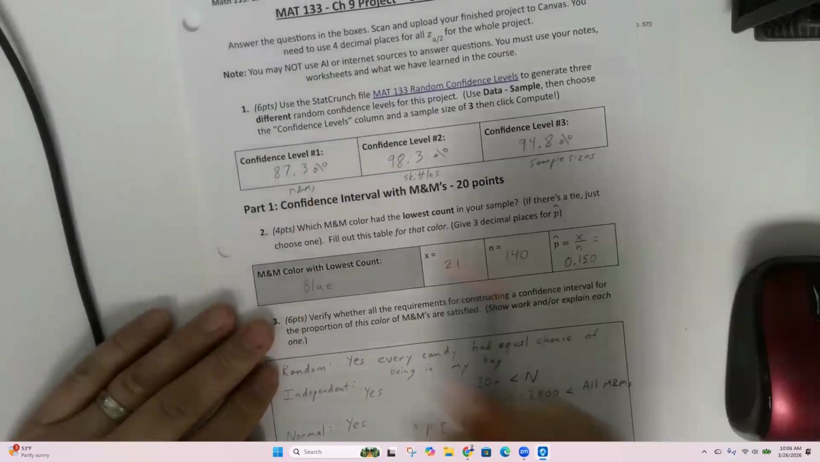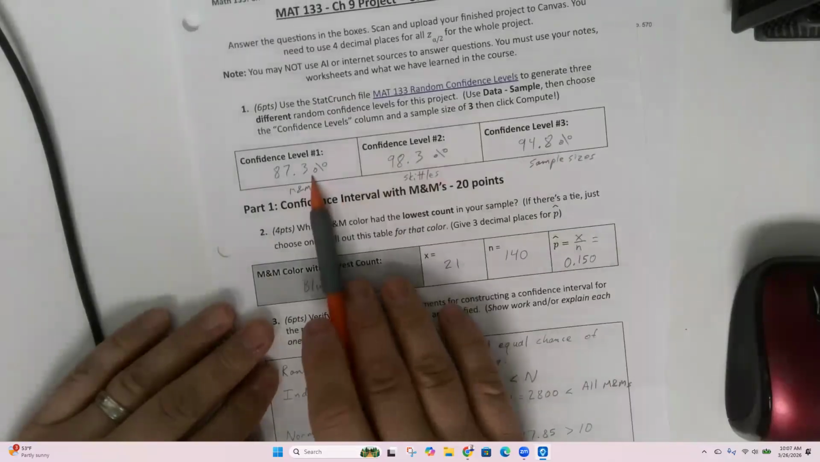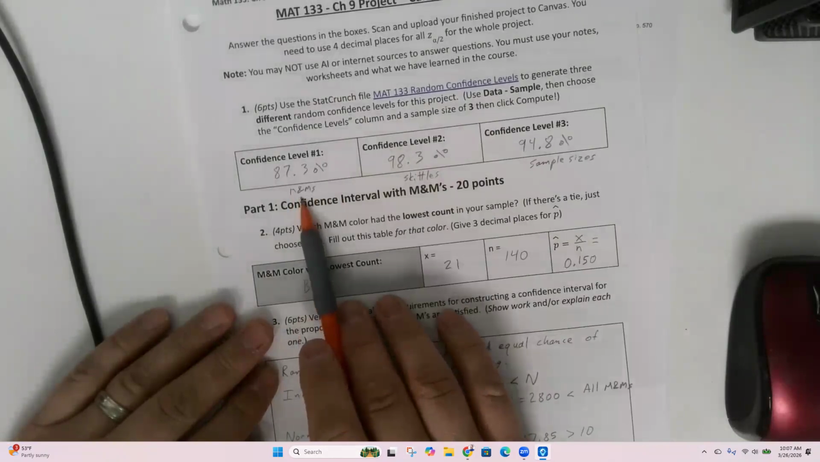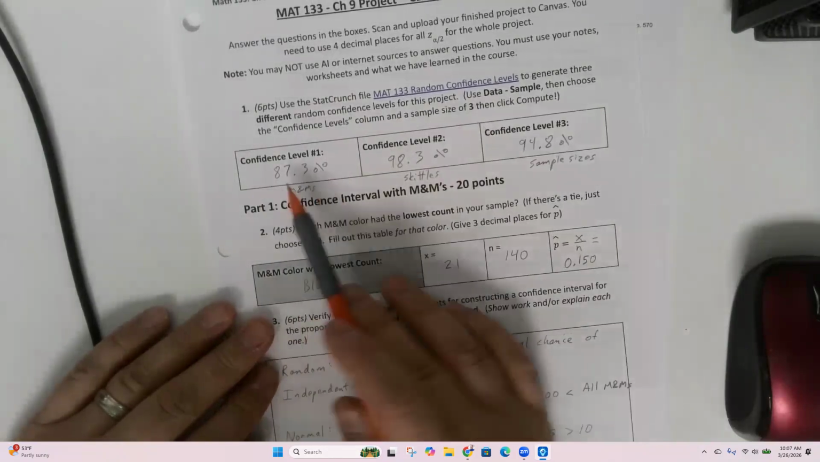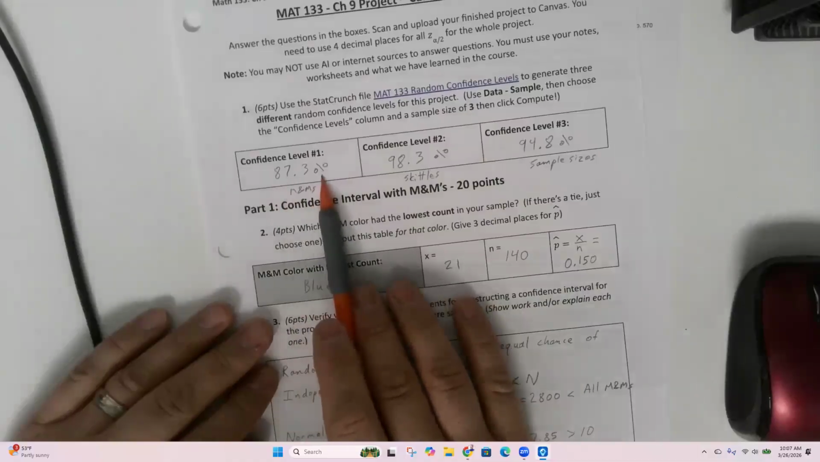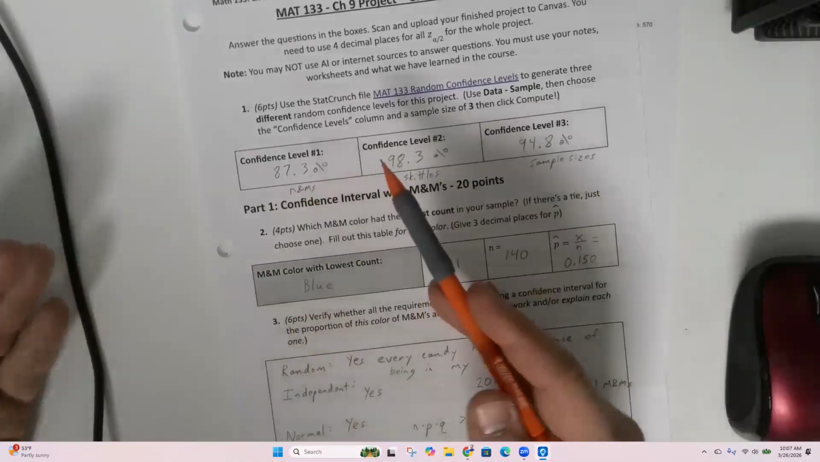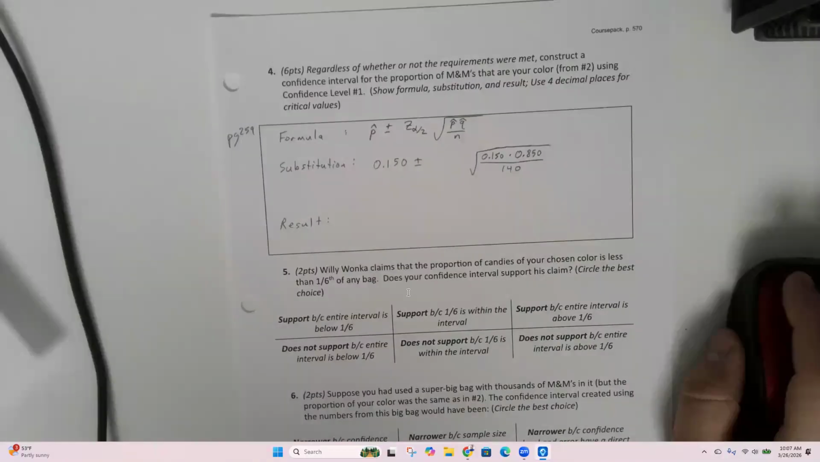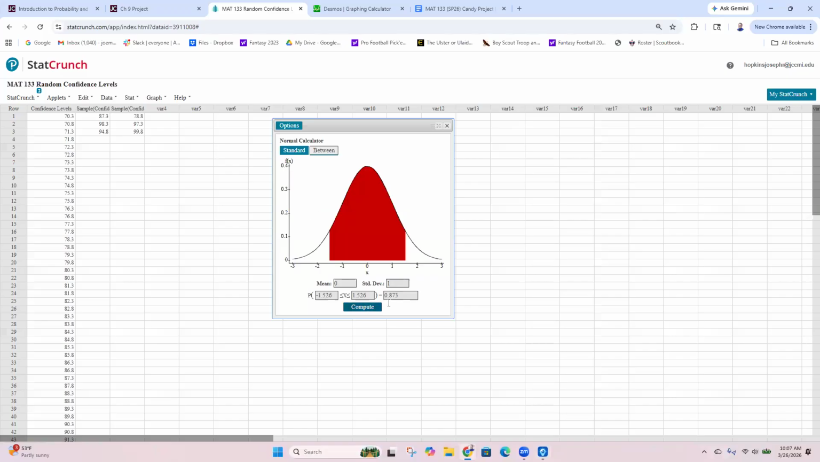Whatever confidence level you got randomly the first time, that's what we're going to be using for the M&Ms. So yours is going to be different from mine, and that's fine. Maybe you're at 95% confident, or maybe you're only at 70% confident. Whatever is fine. You put that number in here and compute, and that gives you your z value. My z value is 1.526.